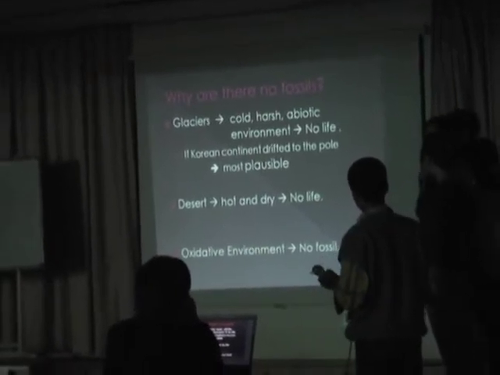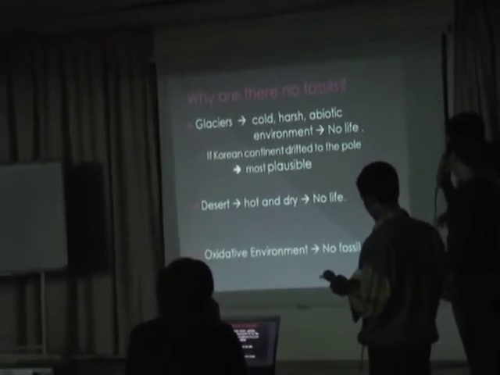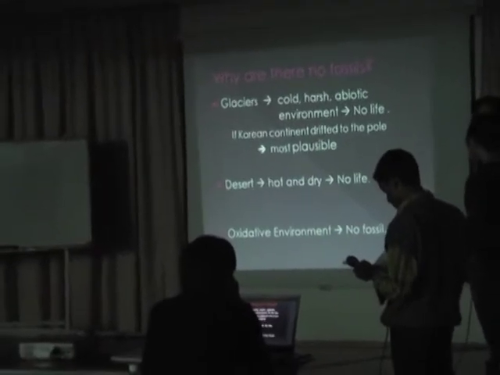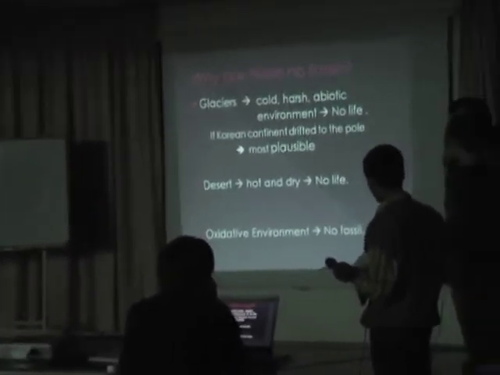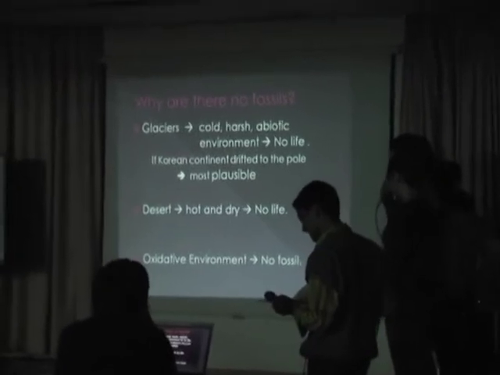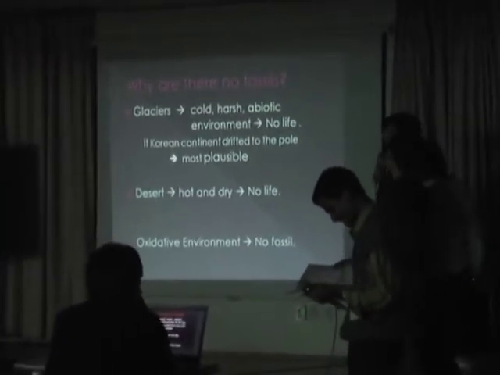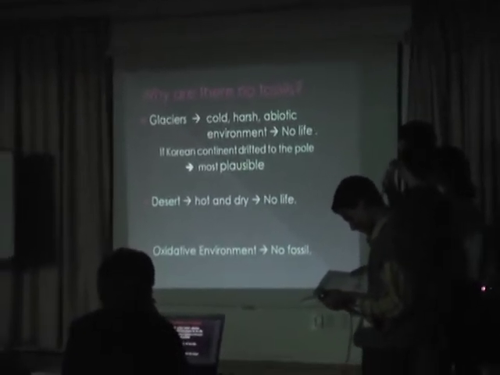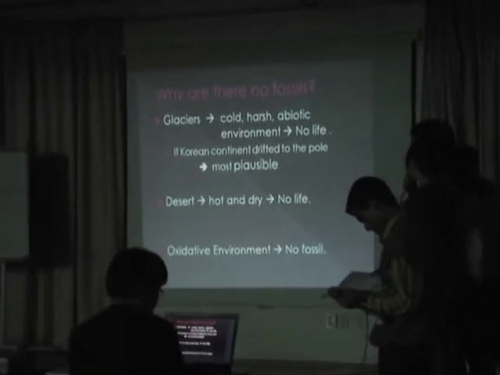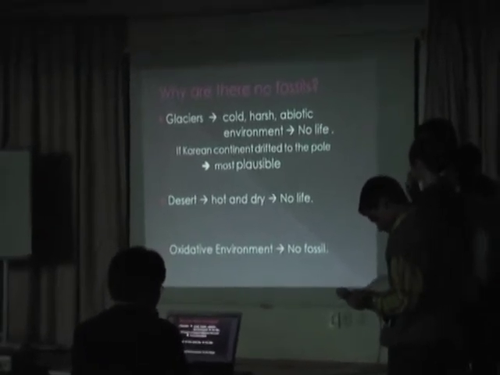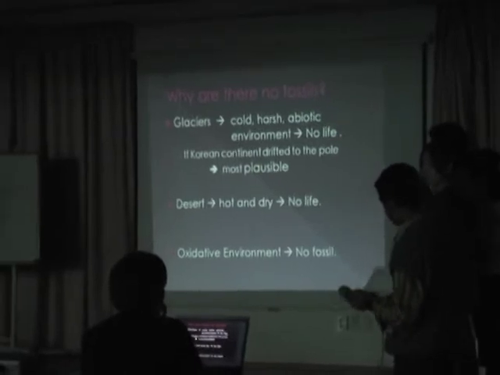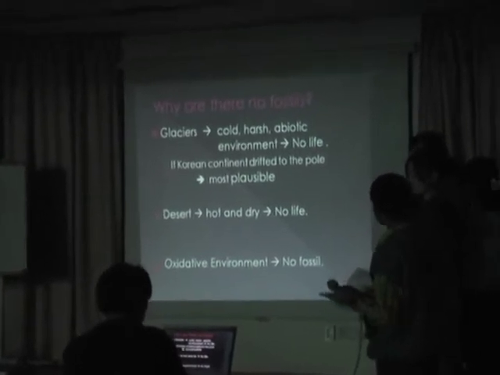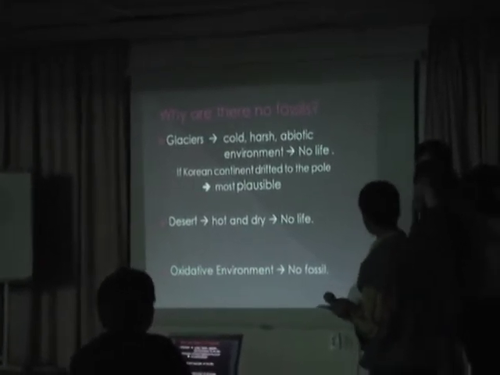So one of the things we were trying to figure out was why there were no fossils. And we came up with several hypotheses, as true scientists do. And one of the ones that we came up with was that there could have been glaciers in the ancient environment, and that would have meant that it was so cold and harsh that it was abiotic and there wasn't any life. So if the Korean continent had drifted to one of the poles, then we feel like this hypothesis would be the most plausible.